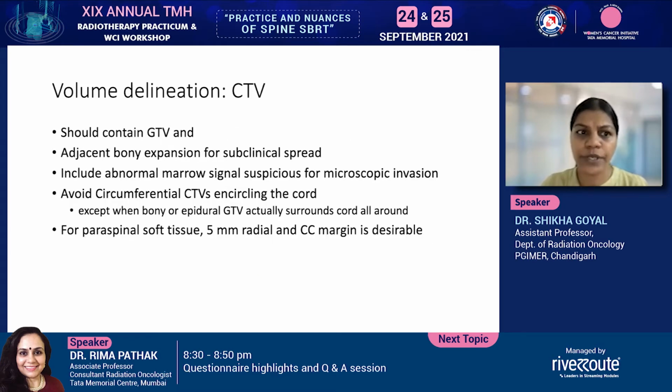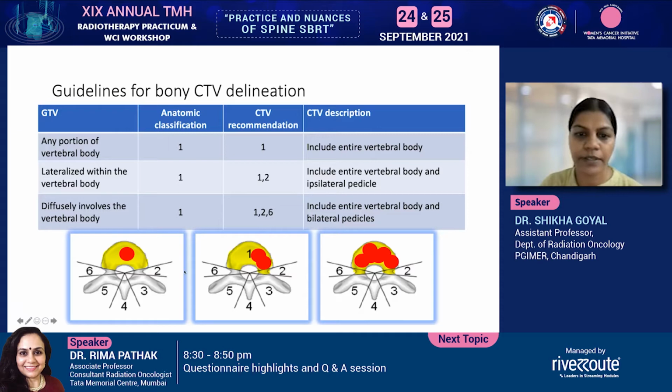Our CTV should include the GTV and also adjacent bony expansions for subclinical extension. We have to include the abnormal marrow signals suspicious for microscopic invasion. We have to avoid circumferential CTVs encircling the cord unless the bony or epidural GTV was actually surrounding the cord all around. If there is paraspinal soft tissue, a 5 millimeter radial and craniocaudal margin around the GTV is desirable. This is the guideline for intact bone, and I'll discuss some of the case examples.